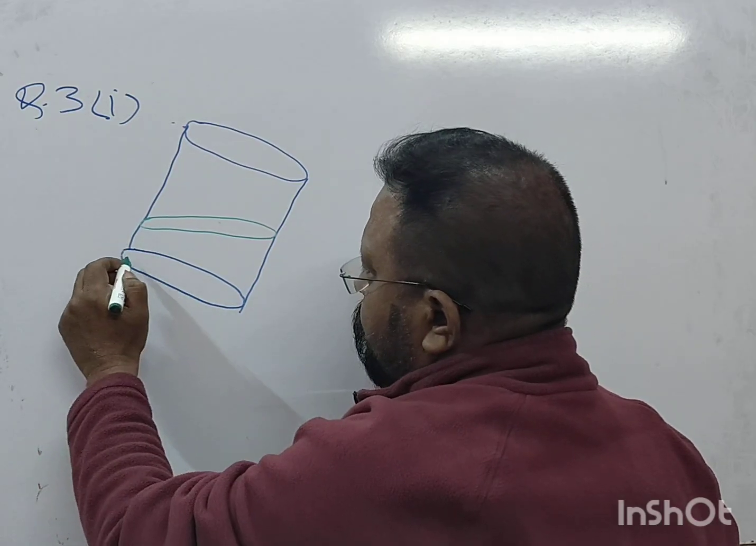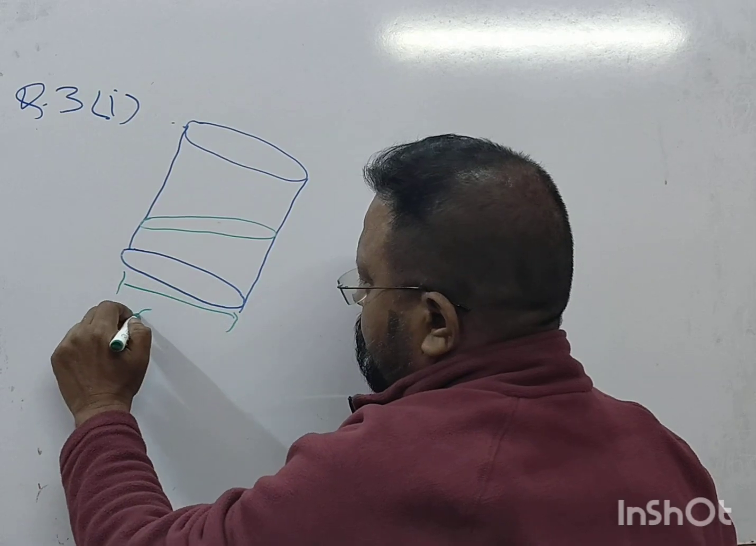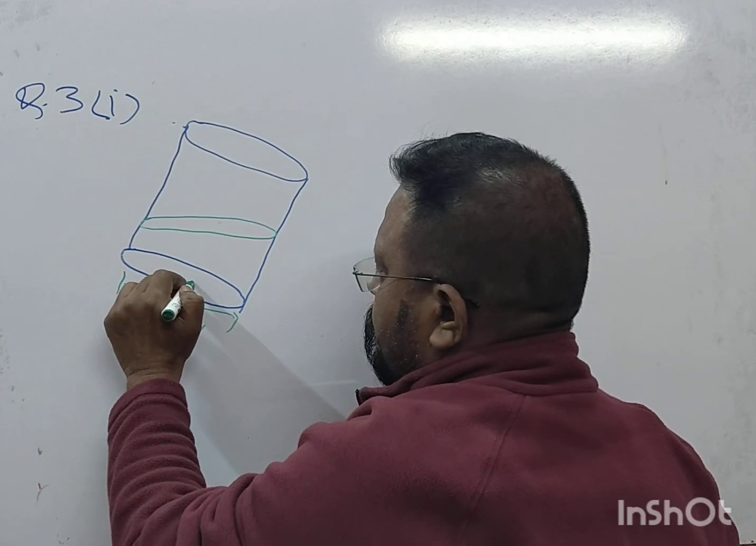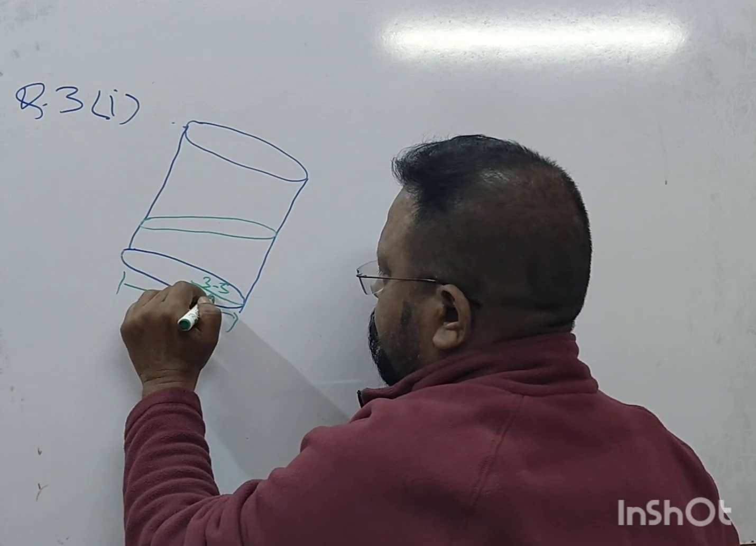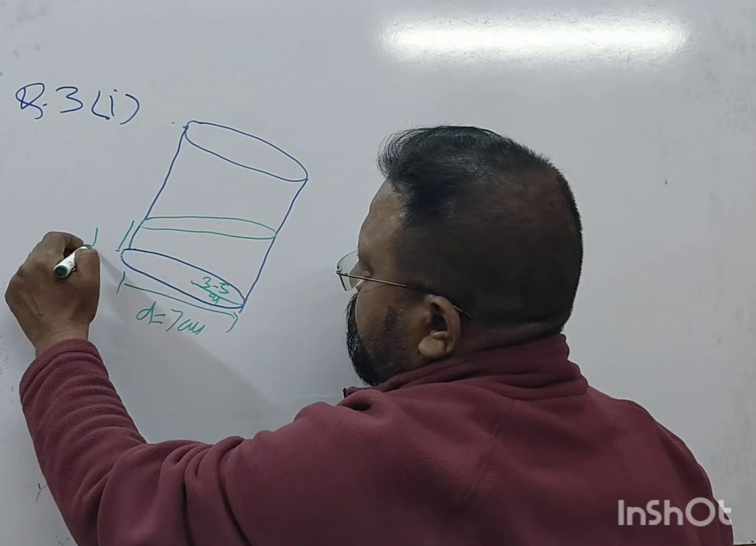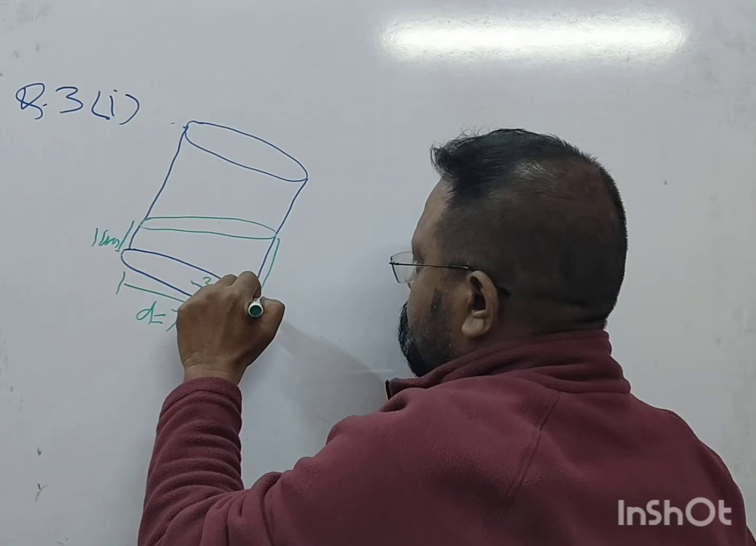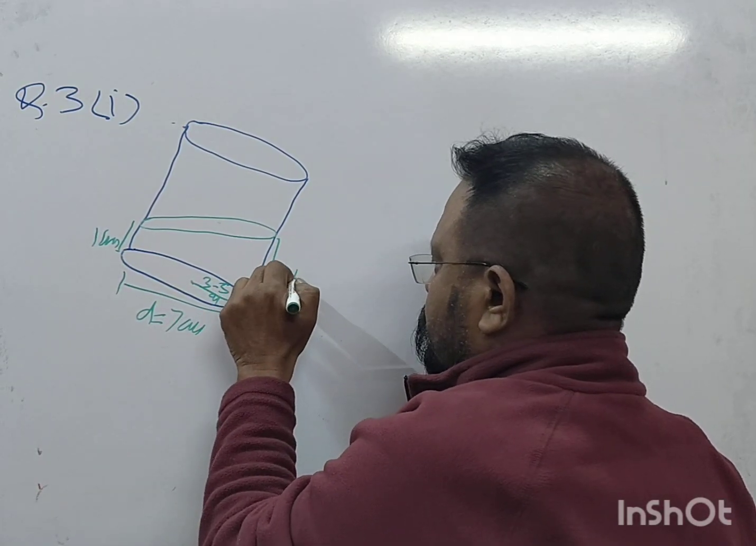So diameter is equal to 7 centimeter. So radius is 3.5 centimeter, and its height, one side is 1 centimeter and one side is 6 centimeter, right?